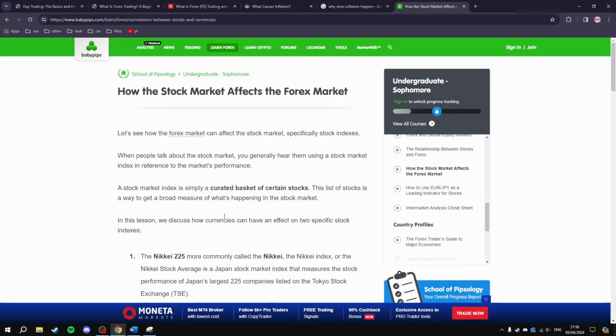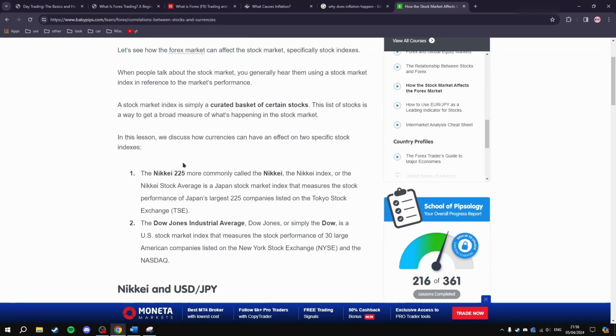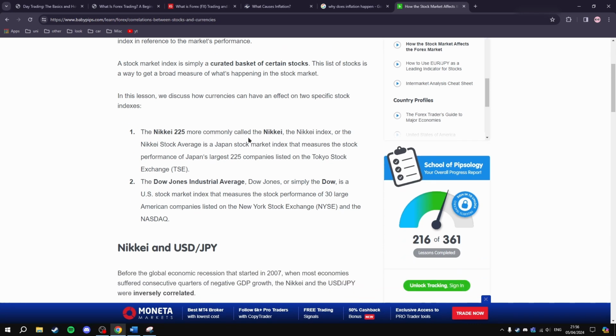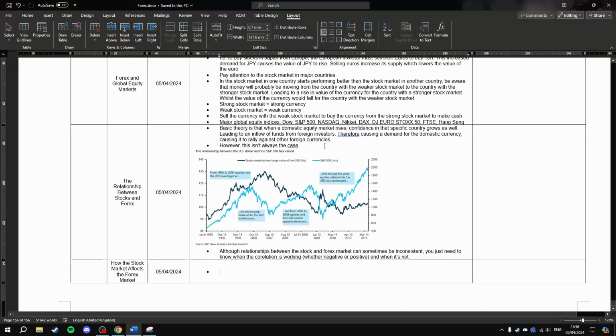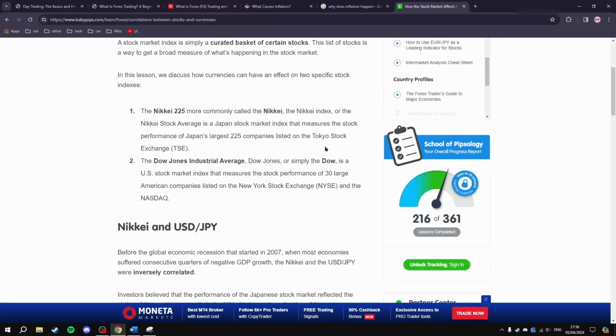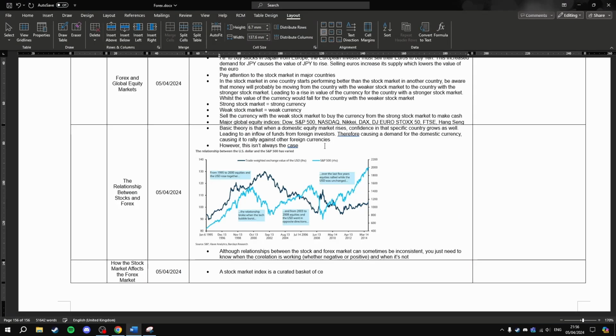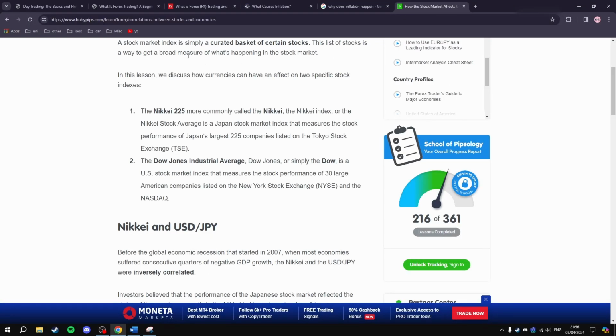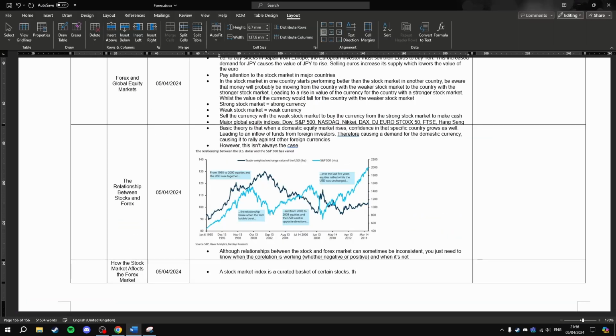Let's see how the Forex market can affect the stock market, specifically stock indexes. When people talk about the stock market, you generally hear them using a stock market index in reference to the market's performance. A stock market index is simply a curated basket of certain stocks. This list of stocks is a way to get a broad measure of what's happening in the stock market.